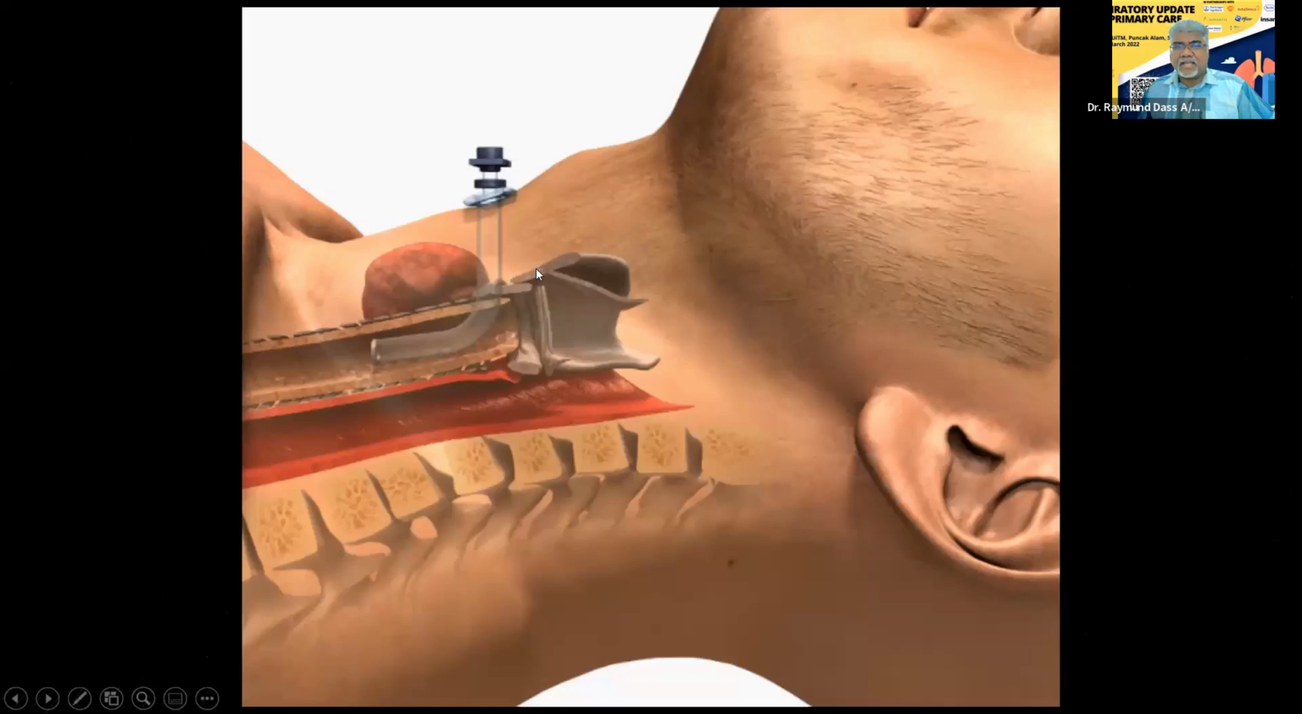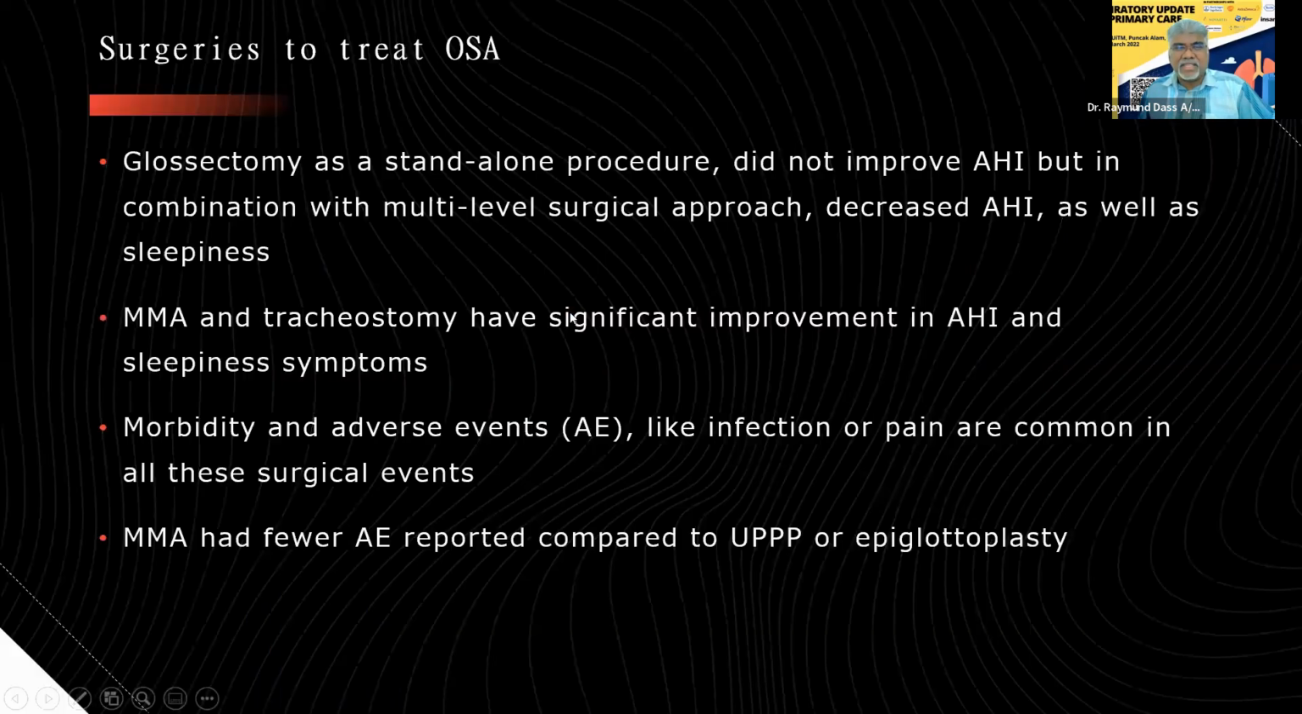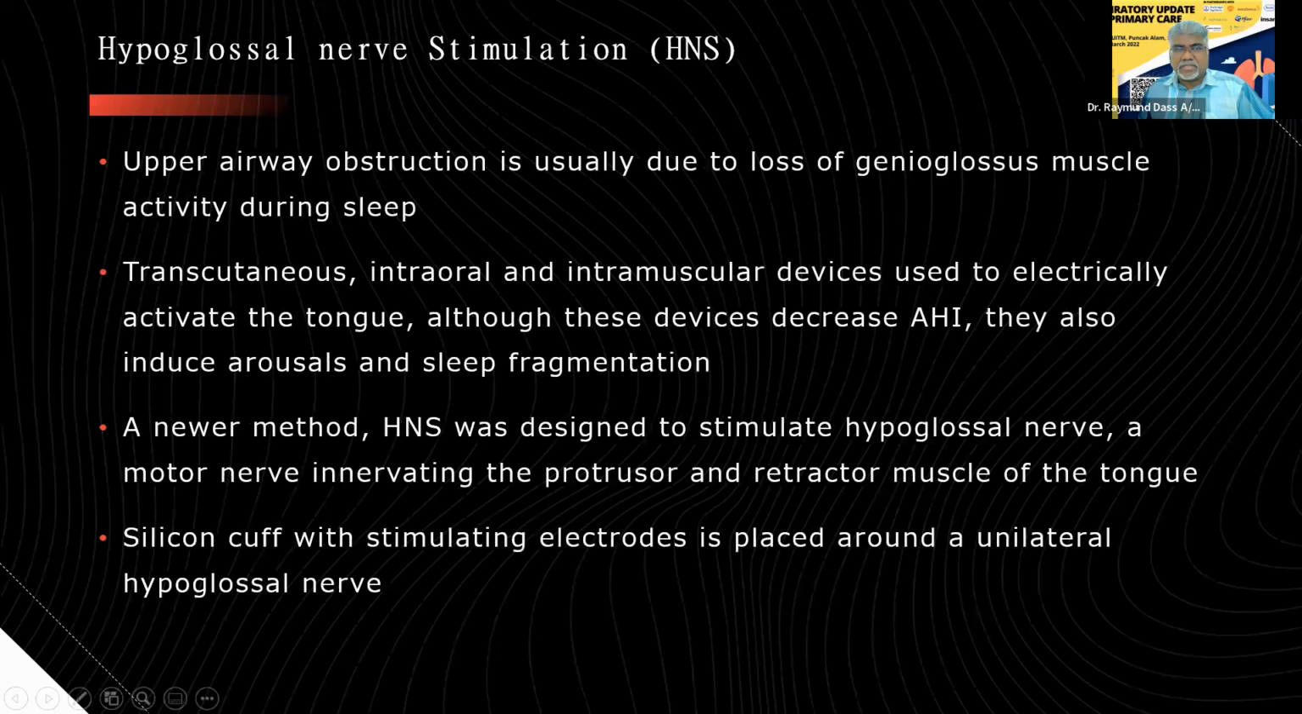And of course, this is tracheostomy. Basically, tracheostomy is the only modality which actually cures OSA, right? But of course, we don't do it routinely. Glossectomy is another surgery to reduce the volume of the tongue, but glossectomy alone does not improve AHI, because as we know, a multi-level surgical approach is more important, right?